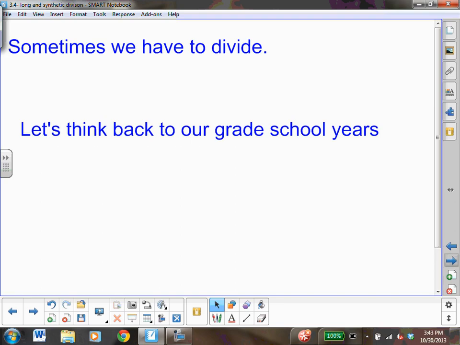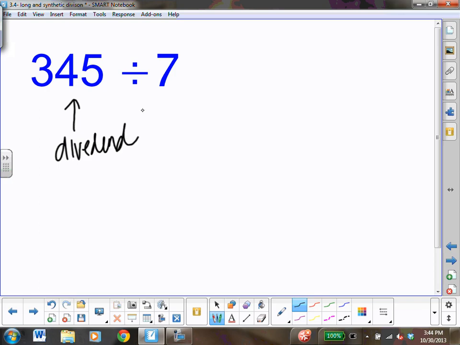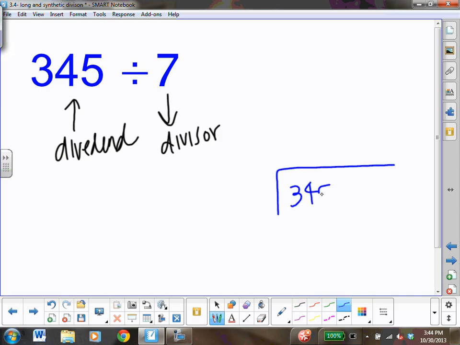So think back to your elementary days when you first learned how to divide. You were approached with a situation like this. Typically, your big number was called your dividend, and this was called your divisor. And you drew your little house, and 345 went underneath the house, and 7 went outside.